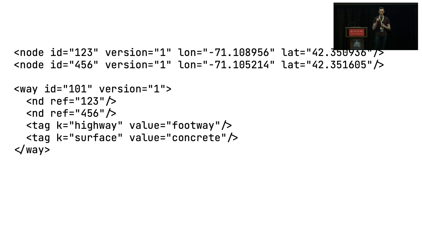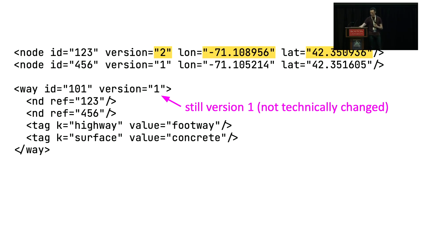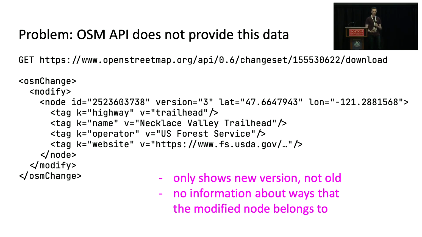And ways are made up of nodes, but they only reference those nodes by their ID, which means that in order to know the shape of a way, you have to find all the nodes that are part of it. If someone moves one of those nodes, that updates the node, and it creates a new version of that node, and it creates a change set that modifies that node. But the way isn't actually changed, even though if you look at it on the map, its shape is different now. But that way is still version 1.